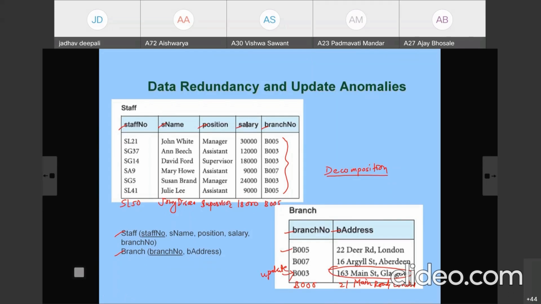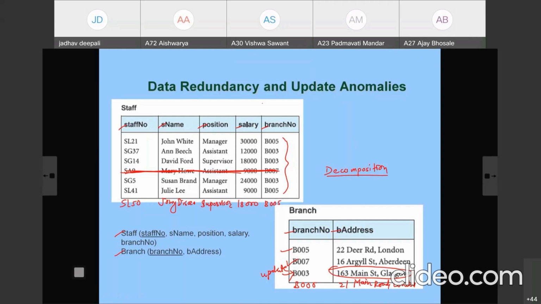Now deletion. I want to delete the record of this staff. Again I execute the same query that I have written previously. Delete from staff where staff number is equal to SA9. When I execute this query, this record will be deleted. But the branch information B007 with address remains as it is. It means no deletion anomalies result. Why does it happen? Because we decompose the relation into two relations with more desirable properties, less redundancy. In this way, we can do decomposition.